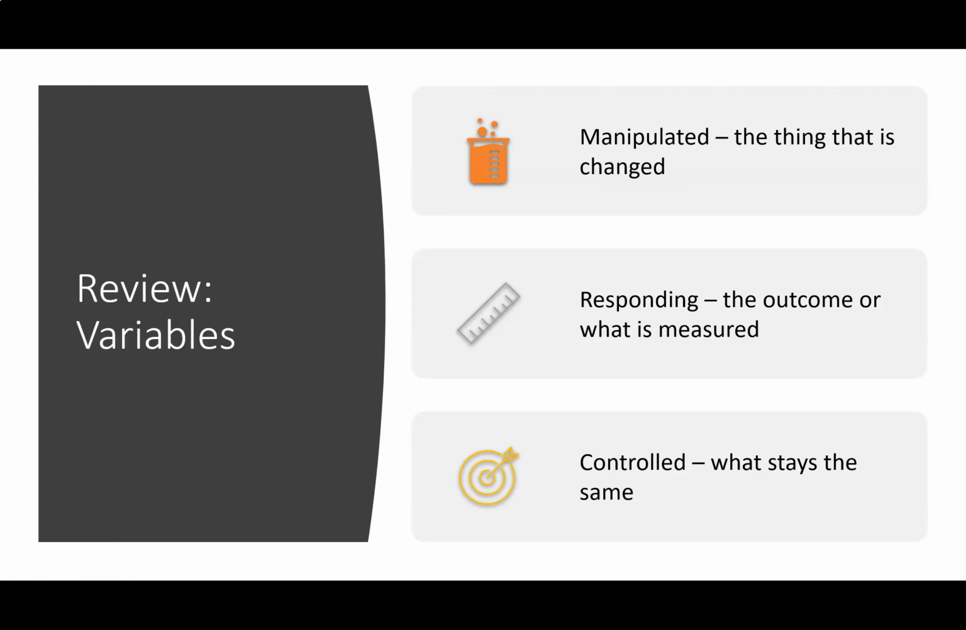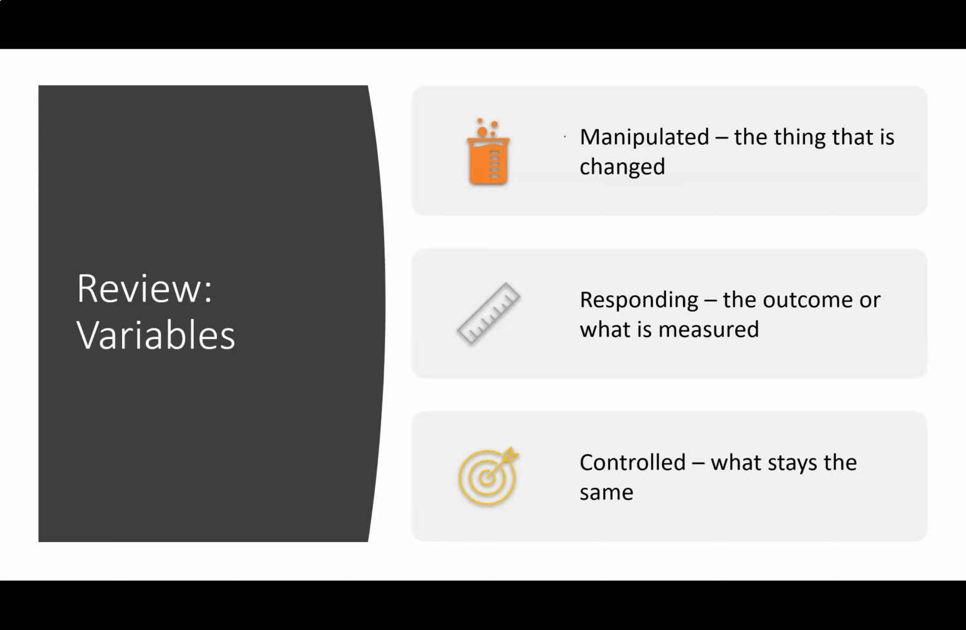In science, we have learned about 3 types of variables. The first is the manipulated variable. You may remember that the manipulated variable is the thing that is changed in an experiment. Remember, we can only change one thing at a time. That ensures that we have a fair test.